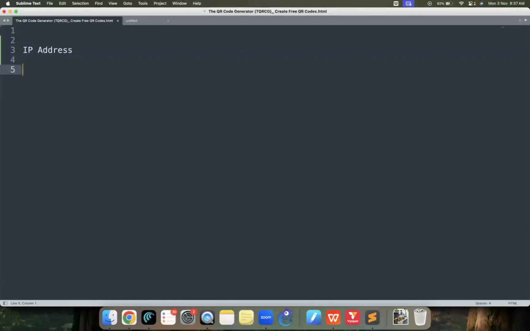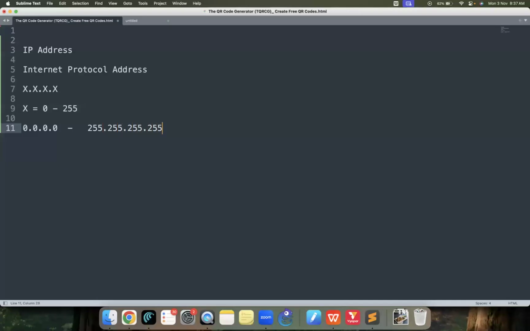What is an IP address? IP address expands to Internet Protocol address. Every computer or networking device needs an IP address, correct? This IP address looks like this, x dot x dot x dot x, and each x will be in the range of 0 to 255. So the minimum IP is 0.0.0.0 and the maximum IP I can get is 255.255.255.255. That's the range of IP addresses.